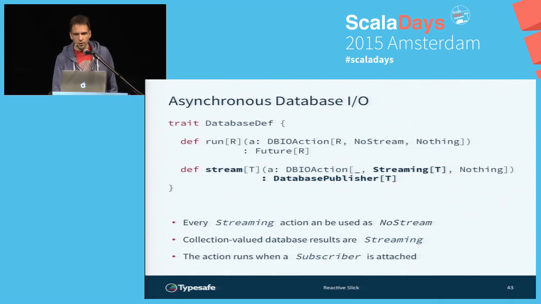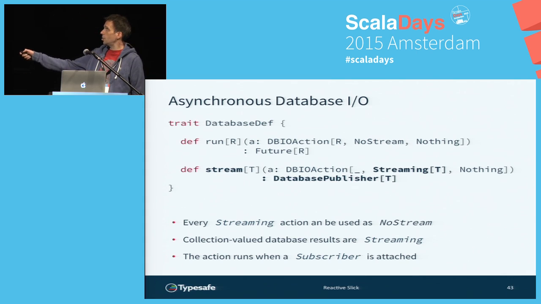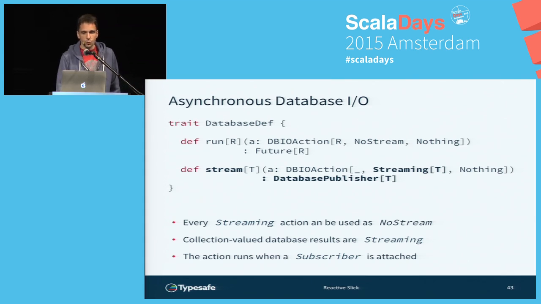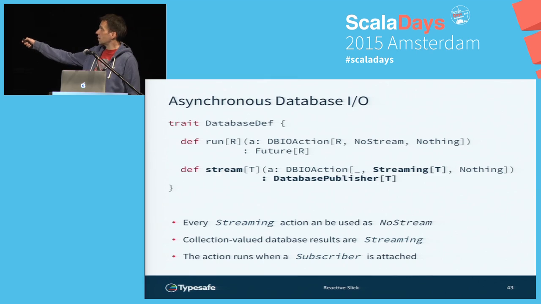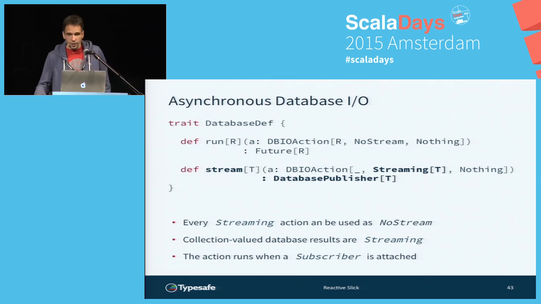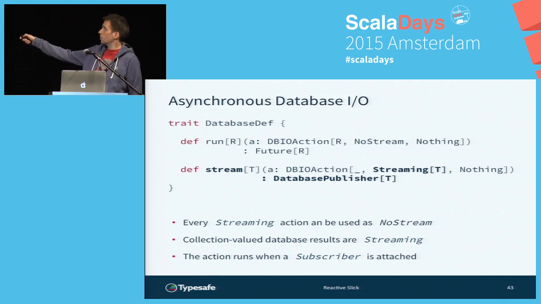So how does this look in the code? Well, we've seen the run method before. It takes a DBIO action where we use this first parameter, r, to return a future of r. Now for stream, that's where we care about the second parameter. This is a streaming of t, and it gives us a publisher of t. So it's set up in a way that every streaming action can also be used as a no-stream action. That's what we take up here.